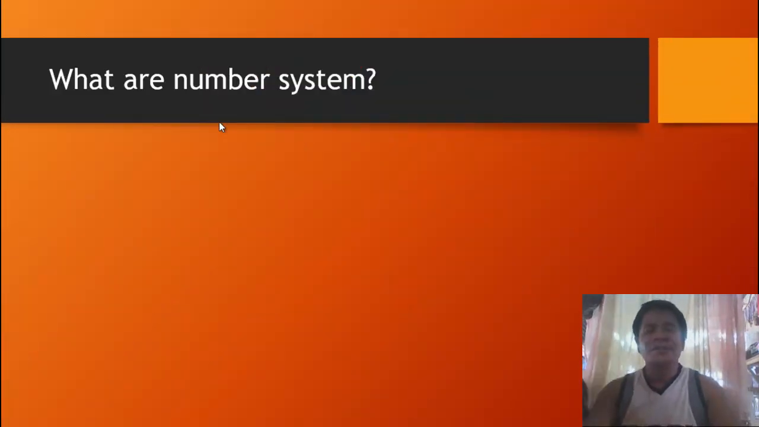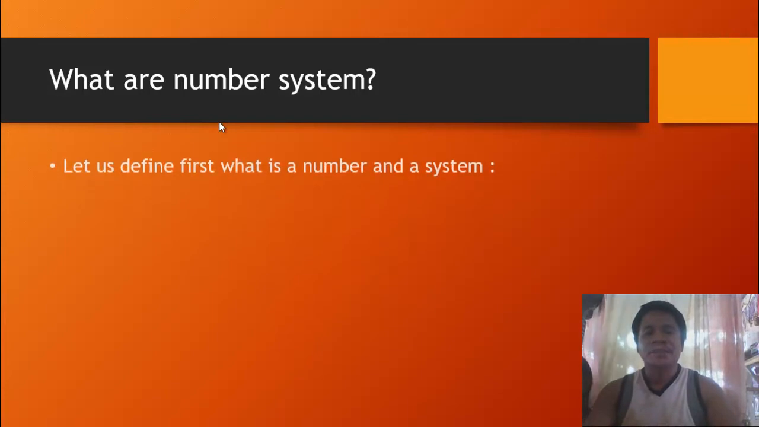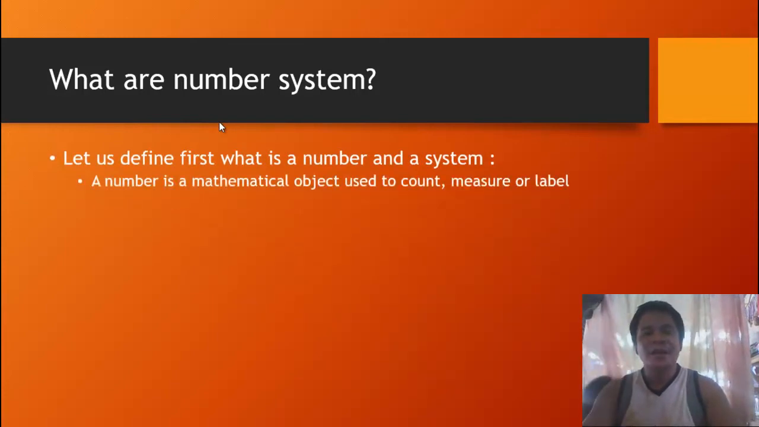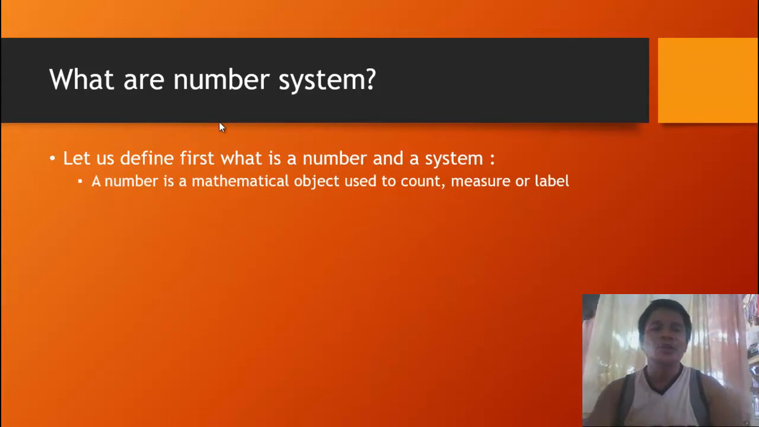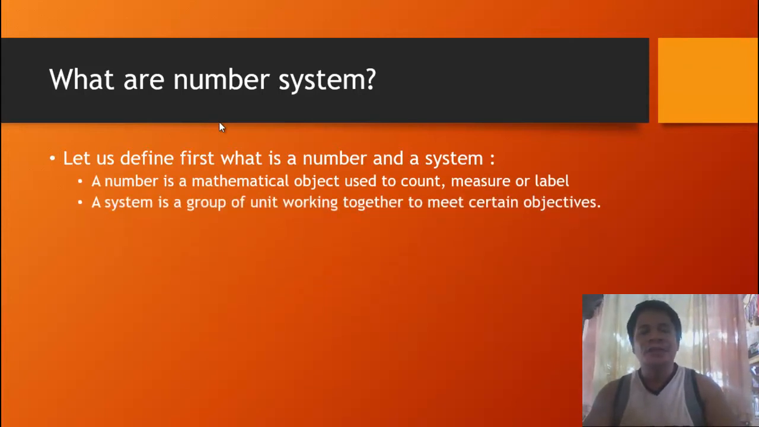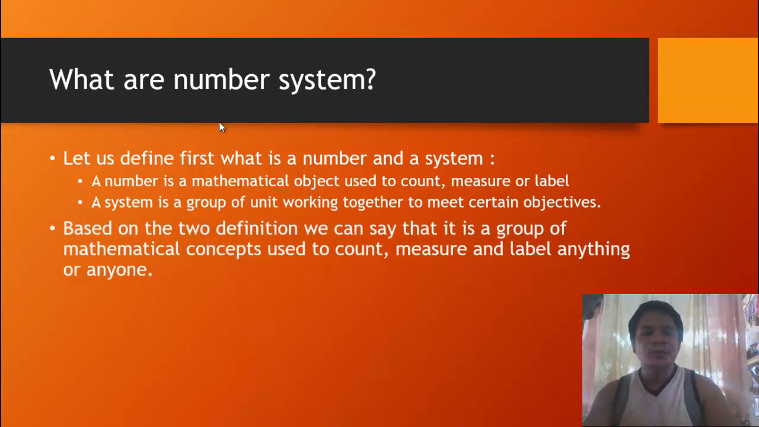What is a number system? Let us define first what is a number and a system. A number is a mathematical object used to count, measure, or label. A system is a group of units working together to meet certain objectives. Based on the two definitions, we can say that a number system is a group of mathematical concepts used to count, measure, and label anything or anyone.